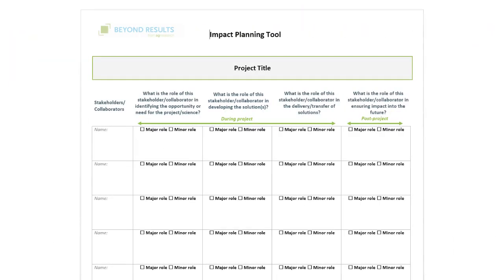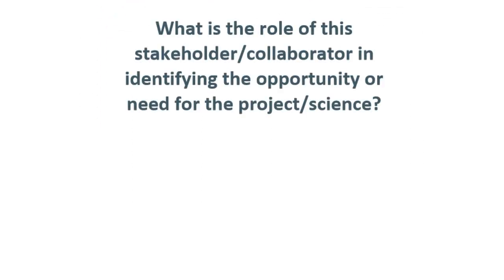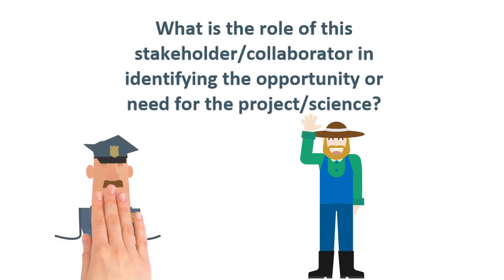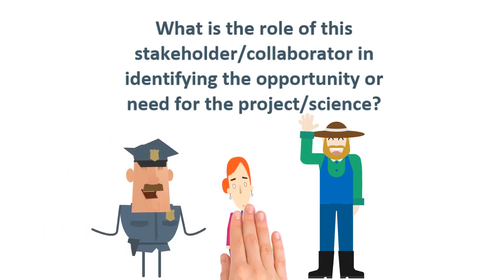Now this is what the Impact Planning Tool looks like. The first column is for the names of your stakeholders, partners or collaborators, and the rest of the columns going across represent a stage of the project. The first question asks, what's the role of the stakeholder in identifying the opportunity or need for the project or science? This refers to the beginning of a project, when a problem or an opportunity is identified and articulated.